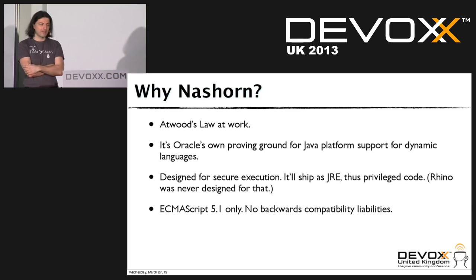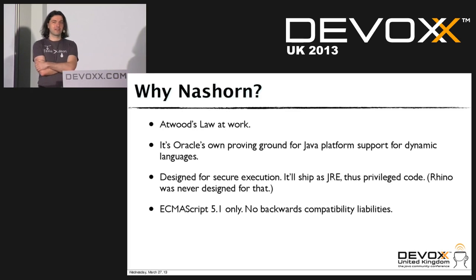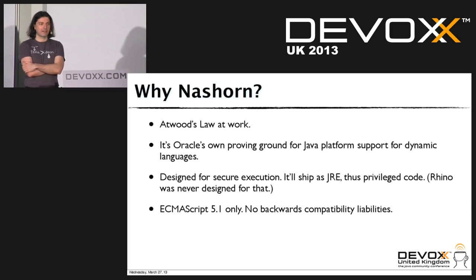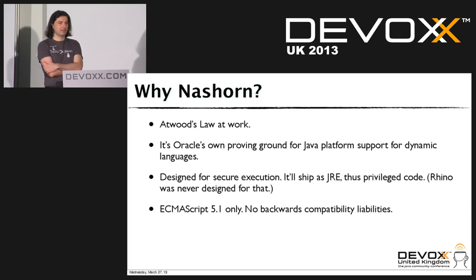support for dynamic languages. Java 7 introduced the invokedynamic instruction, but nothing in the platform really used it in Java 7. Now in Java 8, there is something that uses it. Actually, there's two things. Lambdas do use invokedynamic, and Nashorn also uses invokedynamic.